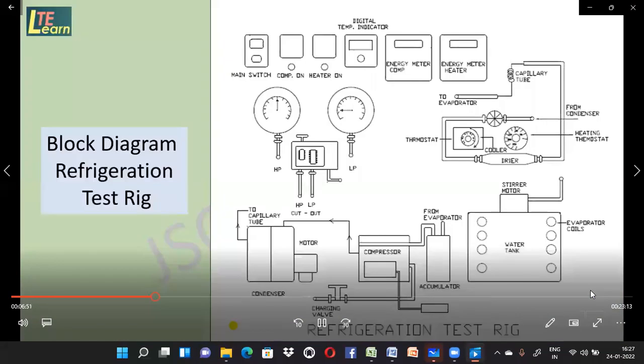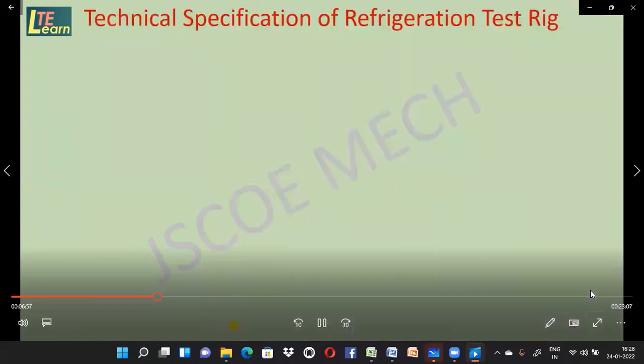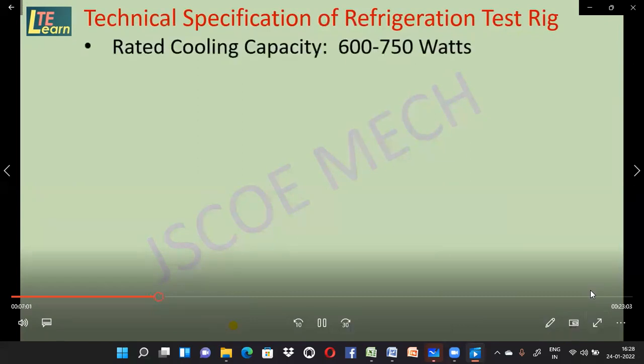This is block diagram of refrigeration test rig. Technical specification of refrigeration test rig are: rated cooling capacity is 600 to 750 watts. Refrigerant used here is R134A, which is called as tetrafluoroethane. Chemical formula is C2H2F4.